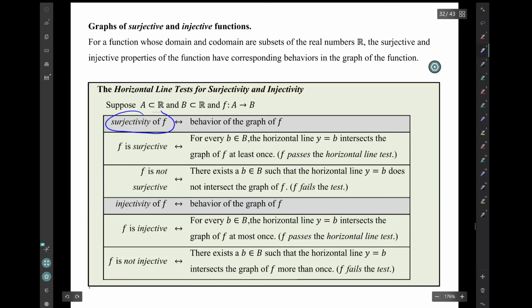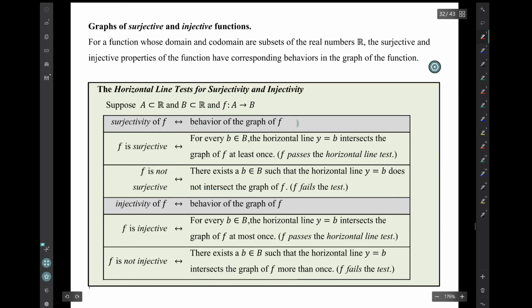The surjectivity property of f relates to the behavior of the graph of f in this way. To say that f is surjective means that for every horizontal line of the form y equals b, where b is an element of capital B, every line intersects the graph of f at least once. That is, f passes this horizontal line test. To say that f is not surjective means that there exists a horizontal line of the form y equals b, where b is some element of capital B, that does not intersect the graph at all.